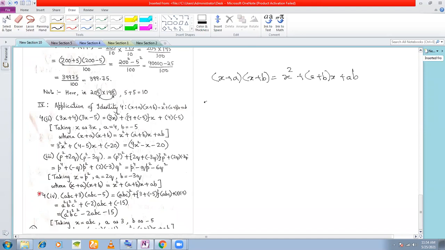Look at the first one. You're multiplying 3x plus 4 into 3x minus 5. If you normally multiply this, then maybe you will have 2 or 3 more steps. But if you use this, then you will have to work a little less. But when can you use this?